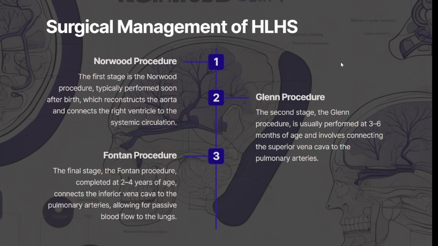The second stage, the Glenn procedure, is usually performed at 3 to 6 months of age and involves connecting the superior vena cava to the pulmonary arteries. The final stage, the Fontan procedure, completed at 2 to 4 years of age, connects the inferior vena cava to the pulmonary arteries, allowing for passive blood flow to the lungs.